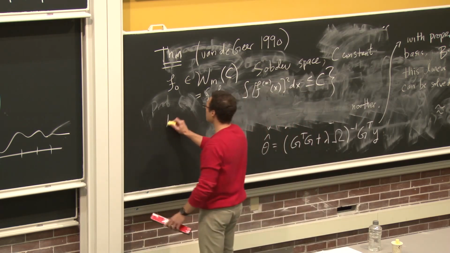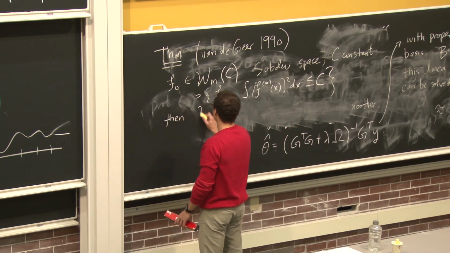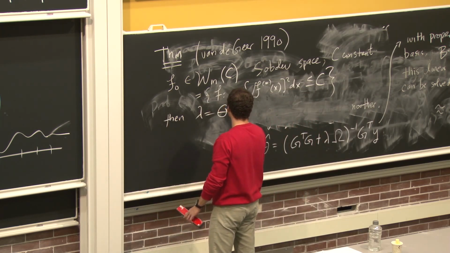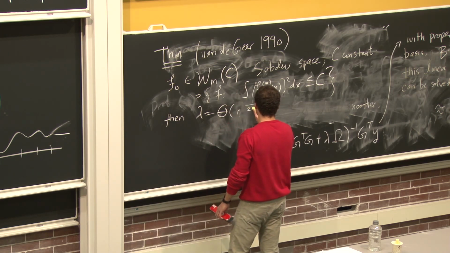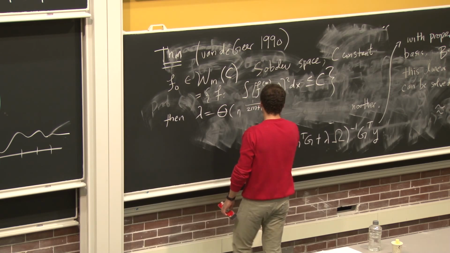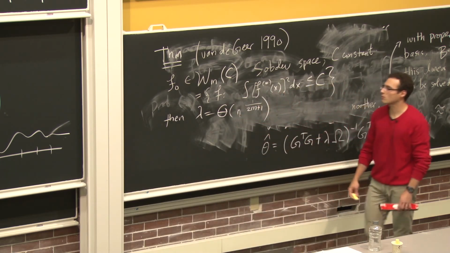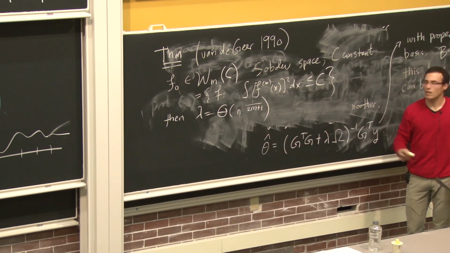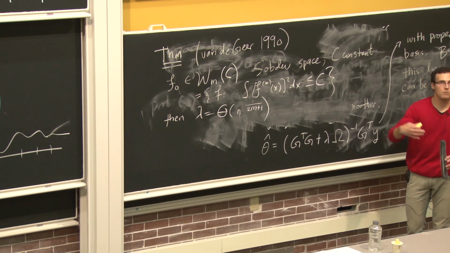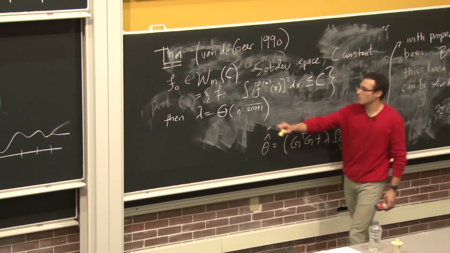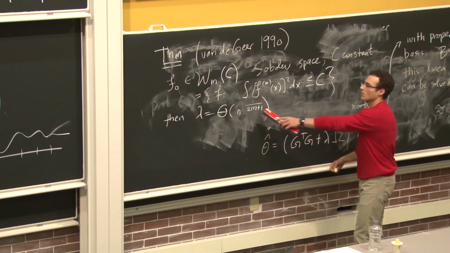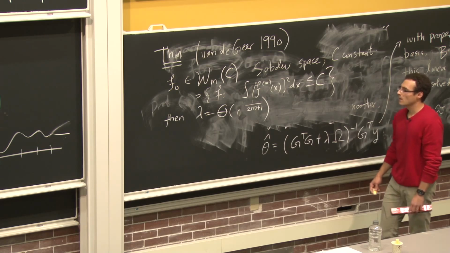Then if I choose lambda to be something on the order of n to the 1 over 2m plus 1. So I choose lambda to grow bigger, but at a very slow rate. As I get more data, I'm increasing my penalty on complexity, but at a very slow rate. So n to this power of 1 over 2m plus 1.